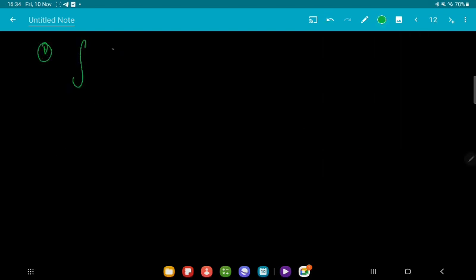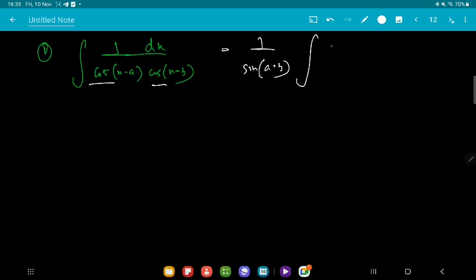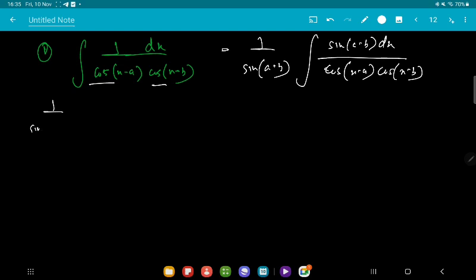Let's do a little more: the integration of 1 upon cos(x minus a) cos(x minus b). This is a very tailor-made problem actually. Here you have to keep in mind cos is there, so you will multiply and divide by sin(a minus b). So 1 upon sin(a minus b), times sin of (x minus b) minus (x minus a).